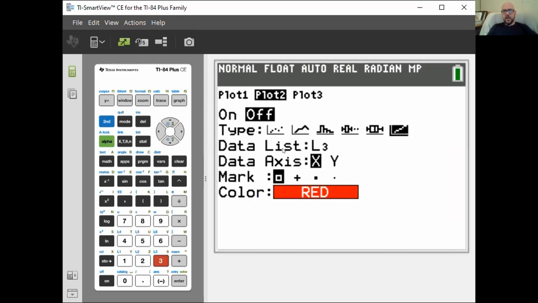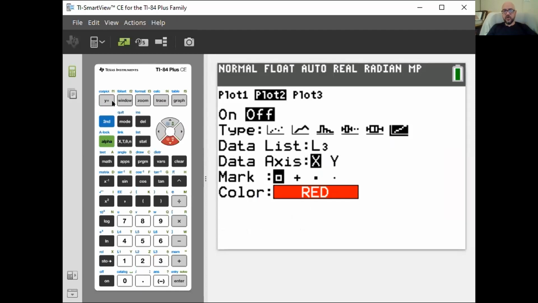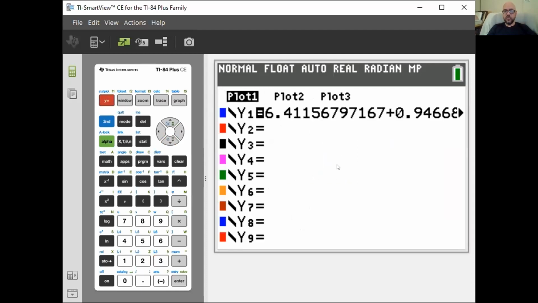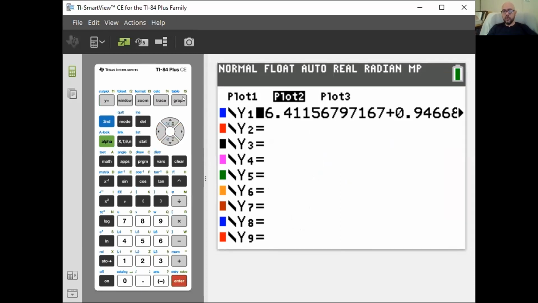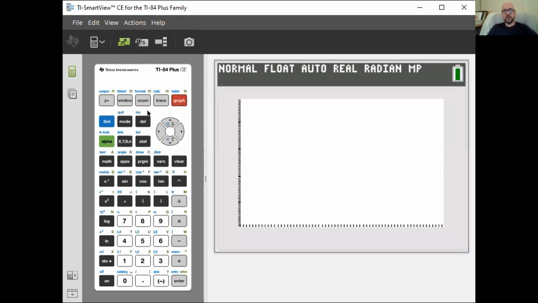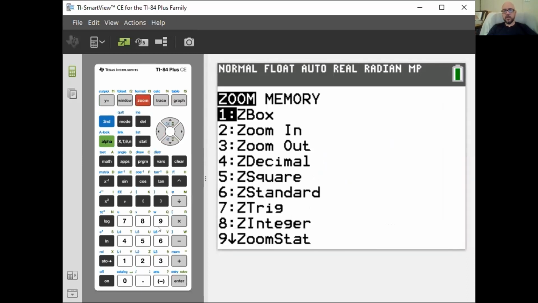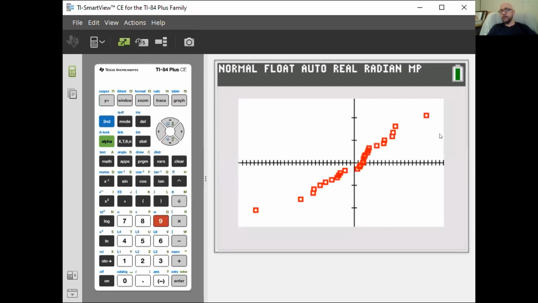Everything else is fine. Now, here's why I always go to y equals, by the way. I'm going to go to y equals and turn everything else off. I'm going to turn plot 2 on and everything else off so it's not all cluttered. I'm going to go graph, and it's not going to show us anything because we're going to need to zoom stat. And we get that, right? So there's our QQ plot.